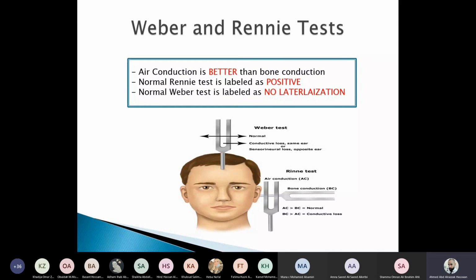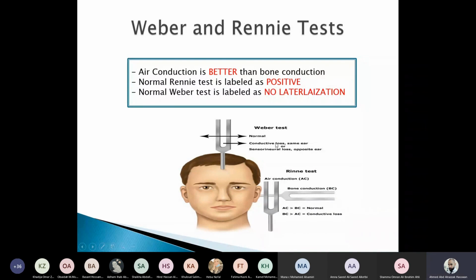Good. So what you're saying, guys, is when we tap the tuning fork and put it, for example, over the forehead, the patient should be able to hear both sides with the same intensity and the same acuity, and there should be no lateralization. So if you want to say the Weber test is normal, then you say there is no lateralization. It means there is no one side better than the other.